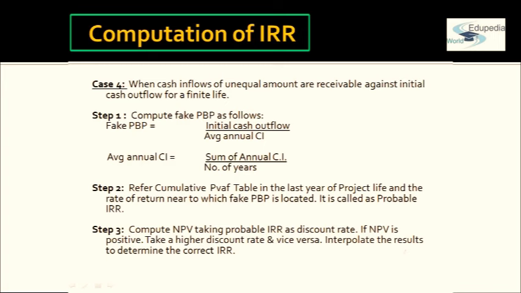Now using that IRR, you will compute NPV. When NPV is equal to 0, that is the IRR of that project, because IRR is when your PVCI is equal to PVCO. That means your NPV is 0. So if that NPV is positive, you will take a higher discount rate and compute what NPV is there at that rate. And if that NPV is negative, you will take a lower discount rate and then compute the NPV. And then you interpolate the results to see when NPV is equal to 0.